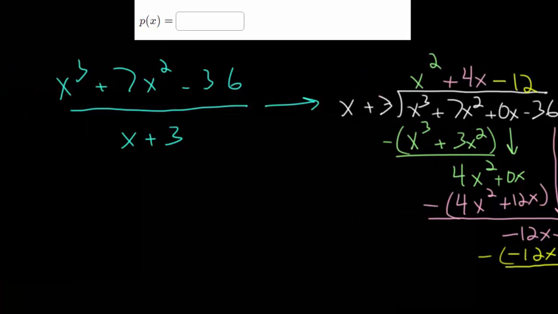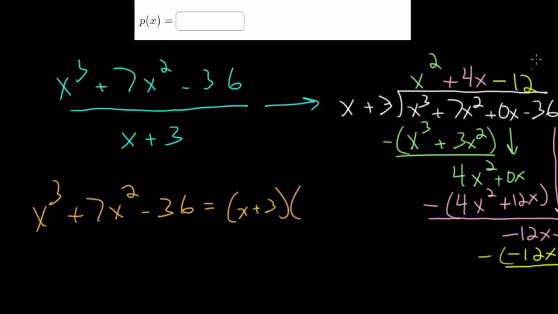Let me just summarize what we have so far. We have that our given polynomial x cubed plus 7x squared minus 36 is really equal to x plus 3 multiplied by this quadratic, x squared plus 4x minus 12. And you could, of course, re-multiply this out just to double check that you're doing everything correctly. But at this point, we need to further factor this x squared plus 4x minus 12.